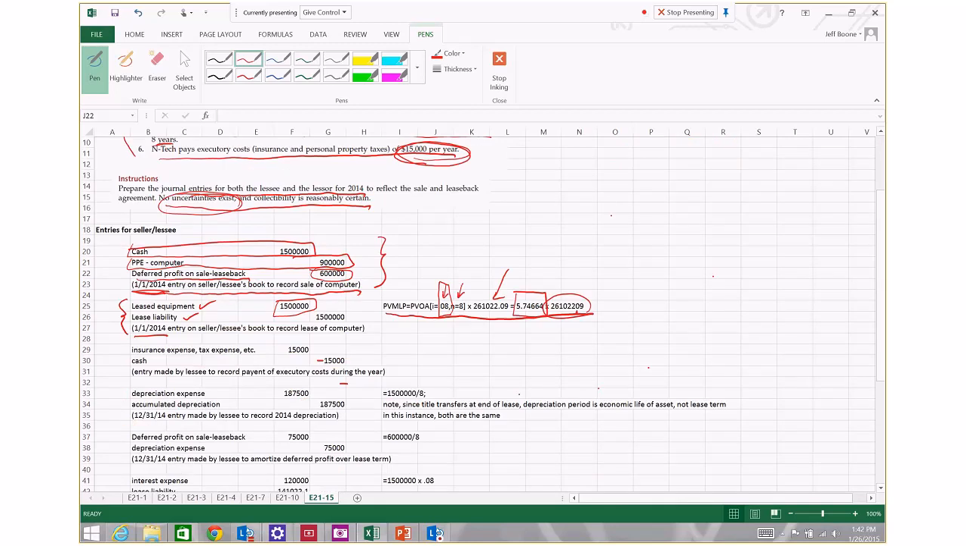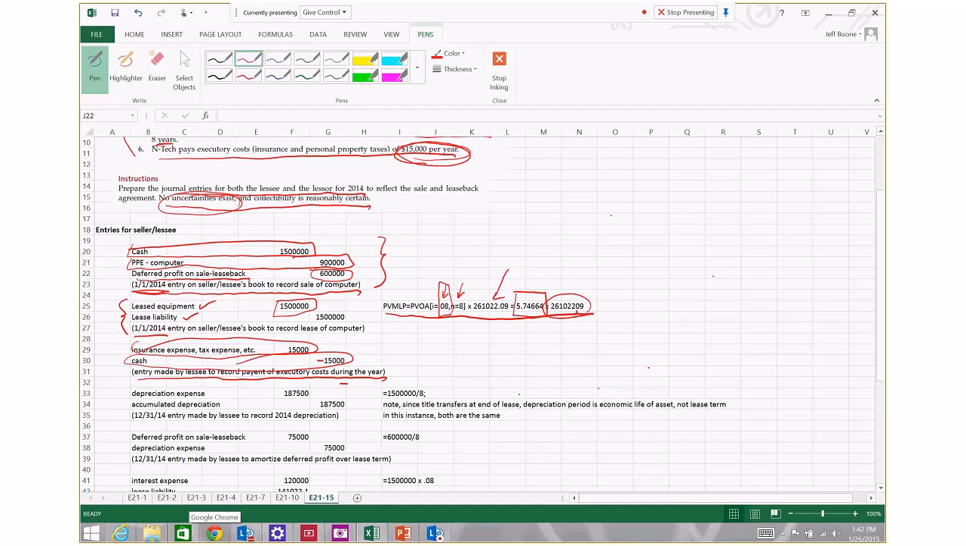Okay. Over the course of the year, as the lessee makes executory cost payments, payment of taxes, payment of insurance, that sort of thing, they're going to debit insurance expense, tax expense, etc. for $15,000 and credit cash. Or if the insurance is prepaid, of course they would debit prepaid insurance.